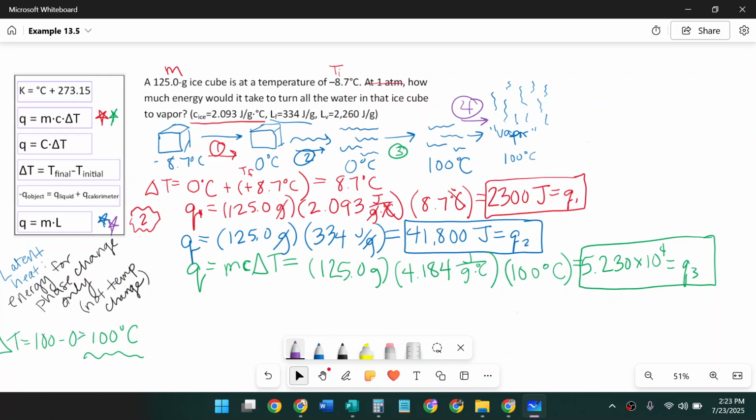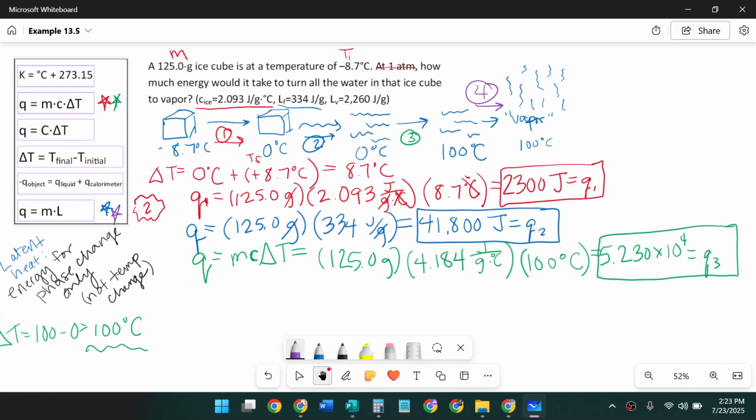It does not mean any temperature changes are happening. So every time we're changing phases, but we're still stuck at that 0 degrees or that 100 degrees or whatever temperature that substance changes phases at, the latent heat and the mass go together to find that Q, the energy you need, and it doesn't involve anything having to do with changing temperatures. All right, so let's get our last one.